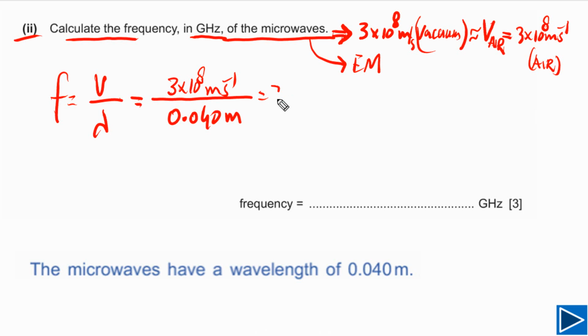If we solve this one, our final answer will be 7.5 times 10 to 9 hertz. This is the answer, but we need to write down our answer in gigahertz. So this is simply 7.5. Our final answer is 7.5 gigahertz.